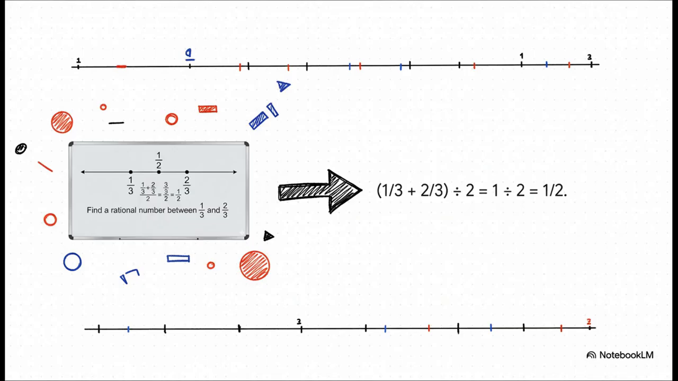So let's try it on our problem. We add 1/3 plus 2/3. That gives us 3/3, which is just the whole number 1. Now, step 2, we divide that by 2. And 1 divided by 2 is 1/2. So there you have it. 1/2 is a rational number that sits perfectly between 1/3 and 2/3.